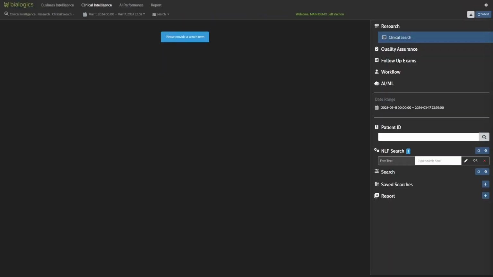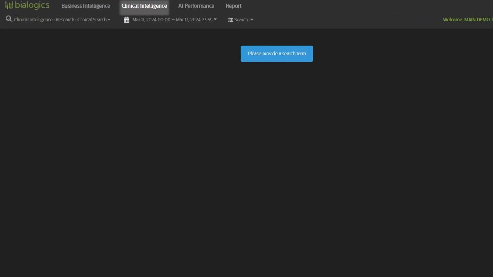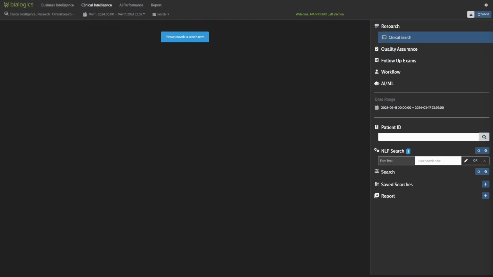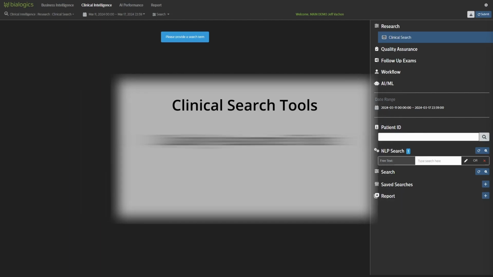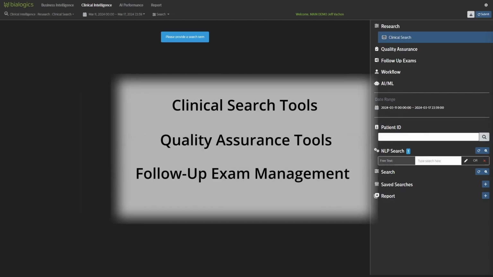I'd like to demonstrate now the three modules available within the Bialogics DImax system, starting with clinical intelligence. Clinical intelligence is our system that uses a very advanced natural language processing engine that processes every single radiology report that comes to us. And with that processing, we look for a number of things: clinical search tools, quality assurance tools, and most important, follow-up exam management.